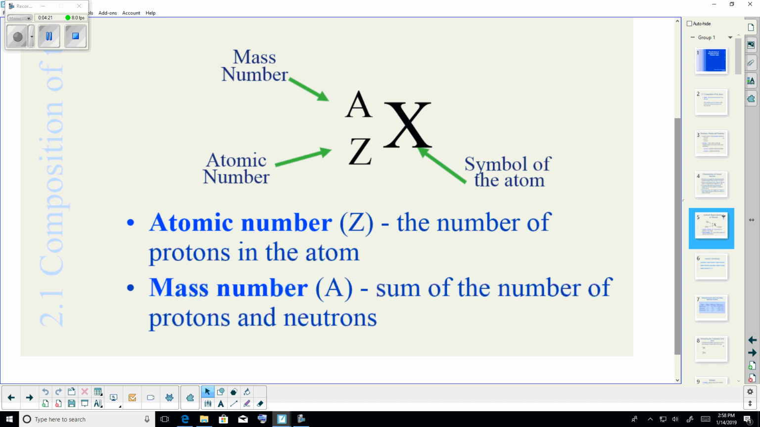Carbon has a mass number of roughly 12 and an atomic number of 6, so 12 minus 6, it has 6 neutrons. Fluorine has a mass number of 19 and an atomic number of 9, so it has 10 neutrons. If you look at a periodic table, out of the two numbers, the mass number is always going to be the highest of the two, and very seldom is it a whole number.